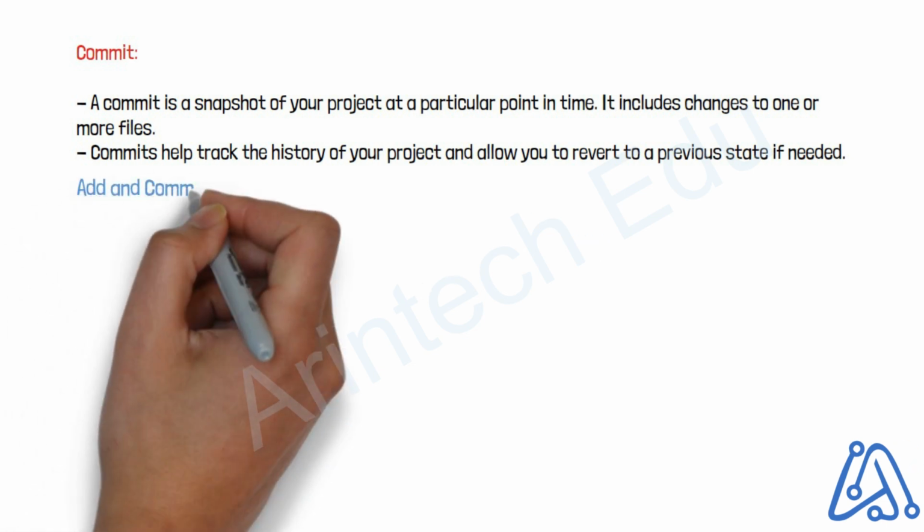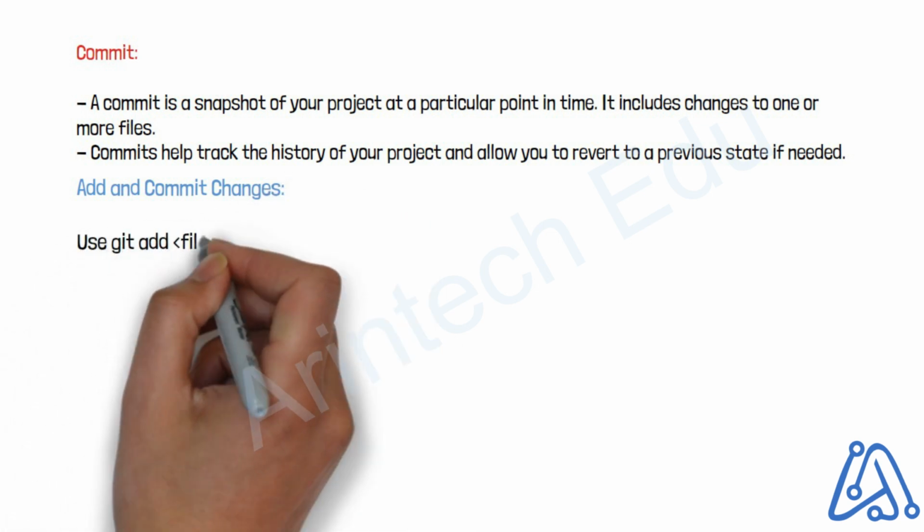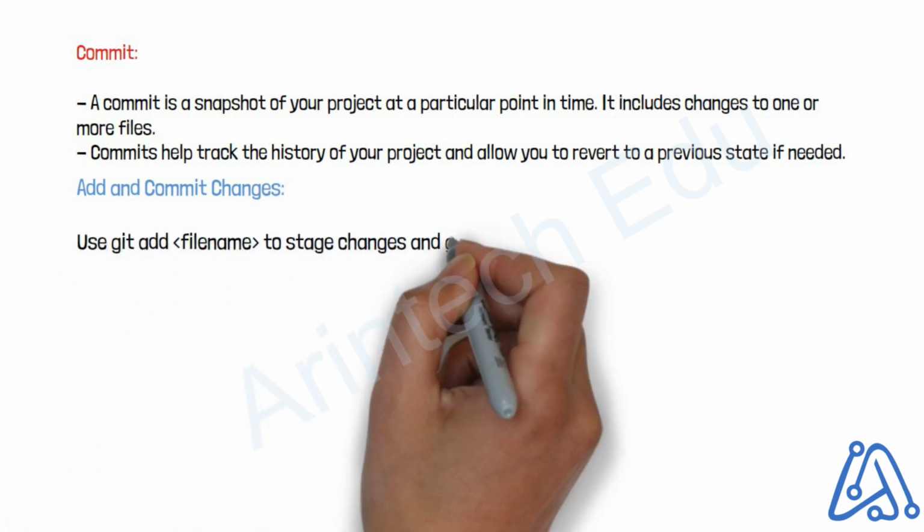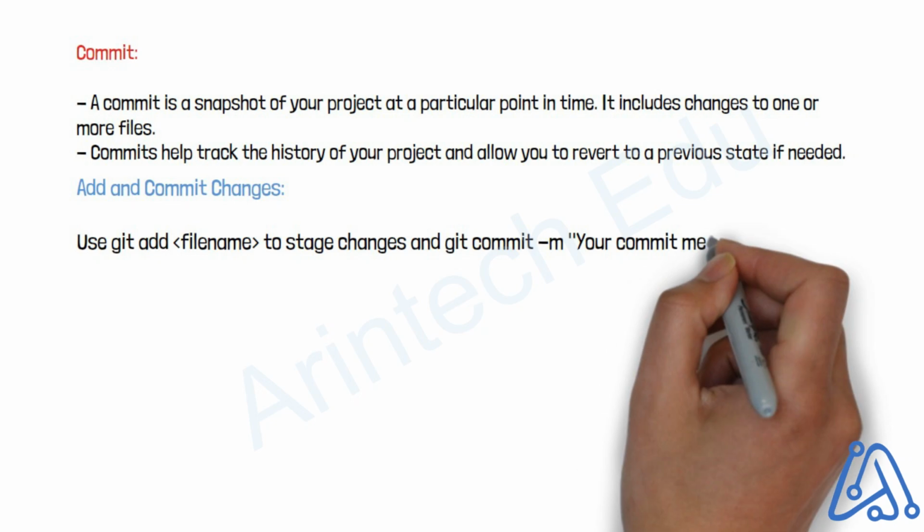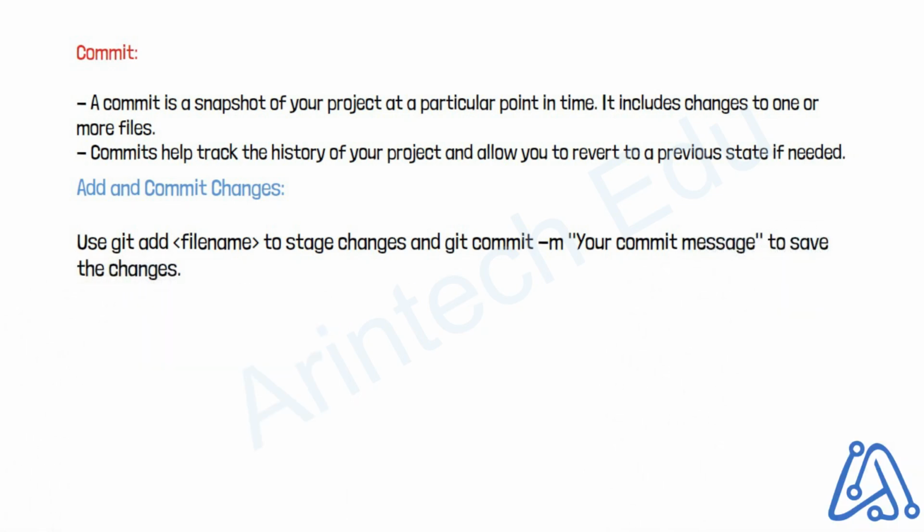Add and commit changes. Use git add file name to stage changes and git commit -m "your commit message" to save the changes.